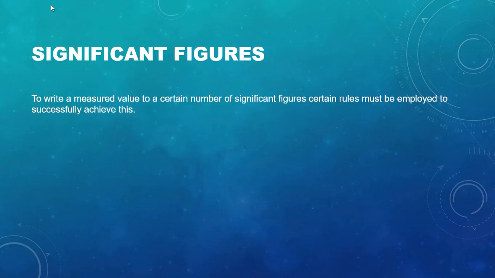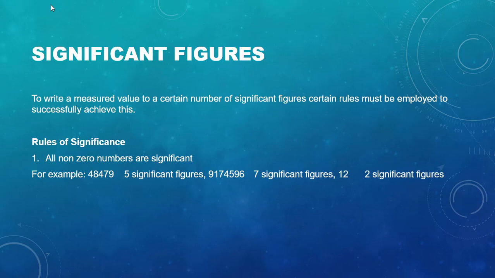So to write a measured value in a certain number of significant figures, we apply certain rules in order to achieve this. So here are the rules of significance. The first rule is that all non-zero numbers are significant. For example, in the number 48,479, we have 5 significant figures because all the digits are non-zero, so they are all significant. So we get 5 significant figures.